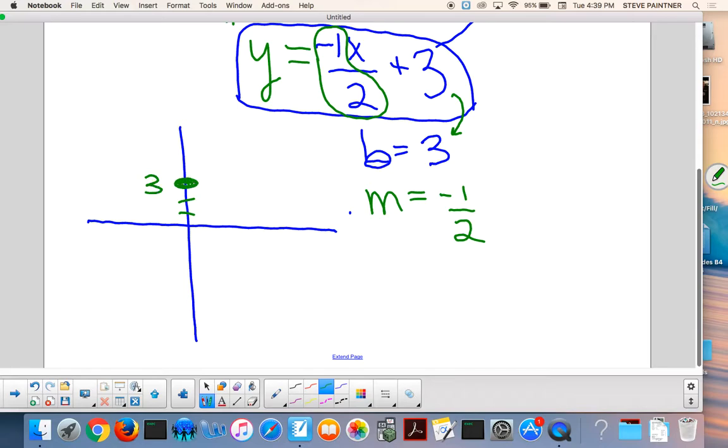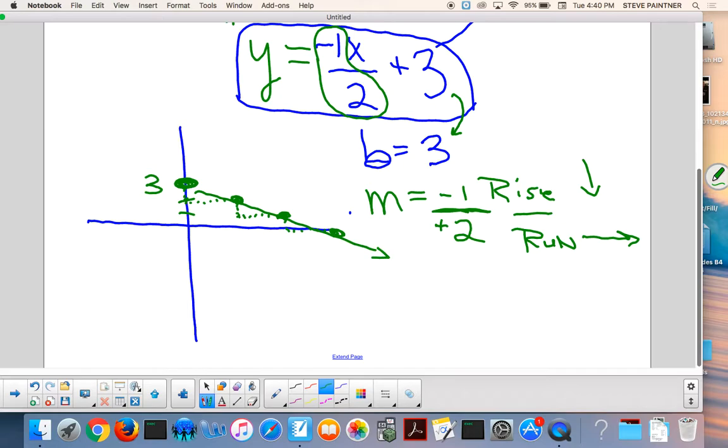Put your starting point there. Okay? And then from there, it's rise over run. And then they looked and they went, negative 1 means down 1, and positive 2 on the bottom means to the right 2. So down 1, right 2. So I go down 1, right 2. Down 1, right 2. So this line would cross at 6, I believe. Okay?